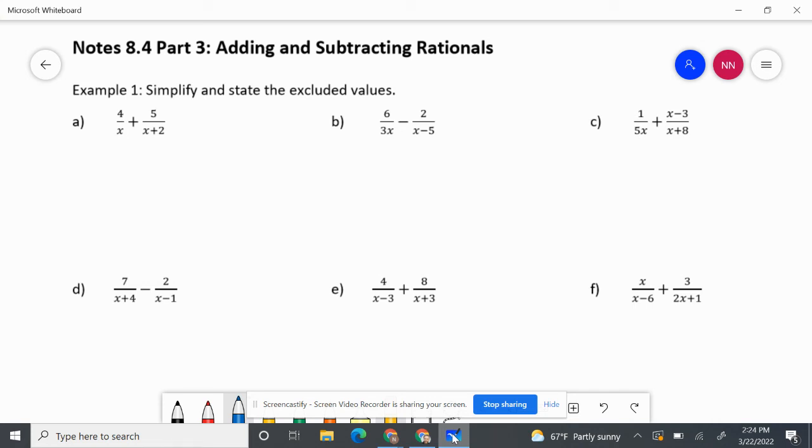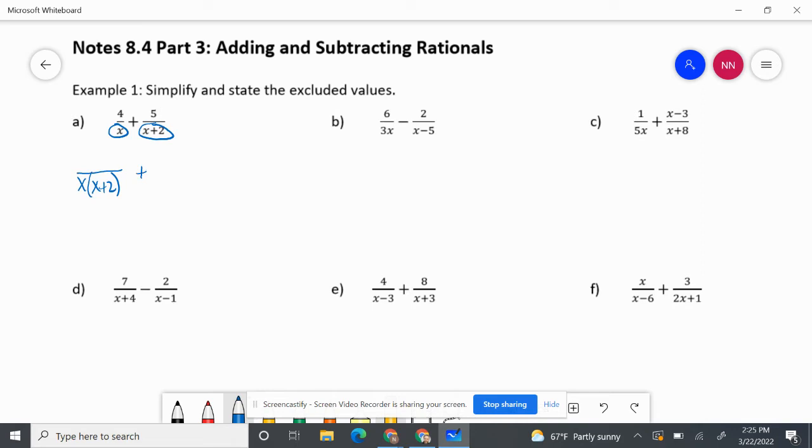What we're going to be doing is adding and subtracting rationals, but this time they do not have a common denominator. So what we need to do is find the common denominator. Now the common denominator is going to be the product of the two denominators, meaning that our first one is x and our second one is x plus 2. So our common denominator is going to be x times x plus 2.